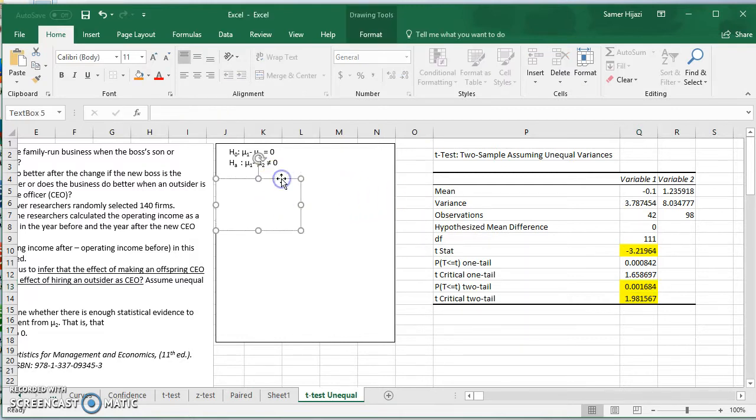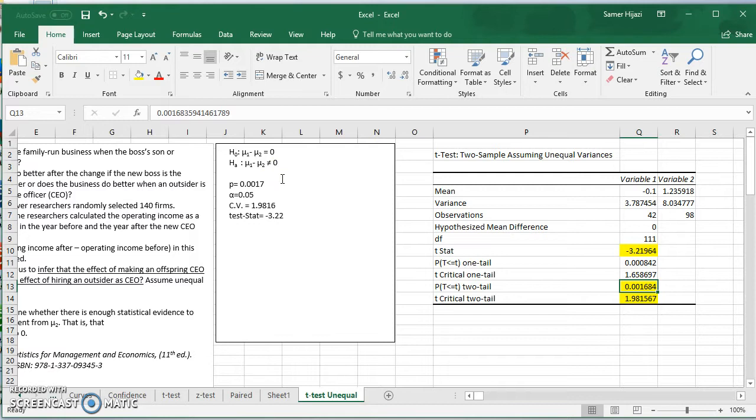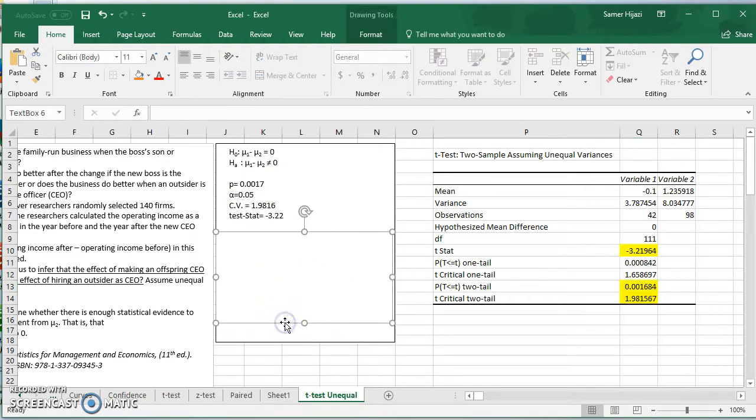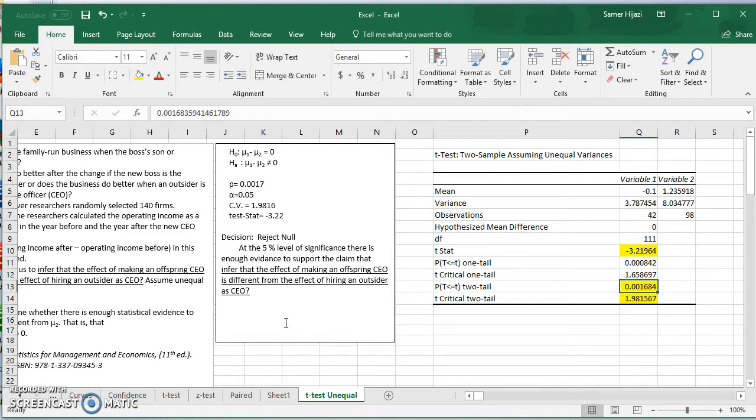Comparing the result, we see that P is less than alpha, obviously: it's 0.001, alpha is 0.05, which means reject the null hypothesis. And if we look at the t stat, minus 3.22 after we round, it is to the left of the minus 1.98 critical value, which also means reject the null hypothesis. So the decision is reject the null, which means at the 5% level of significance, there is enough evidence to support the claim that the effect of making an offspring CEO is different from the effect of hiring an outsider.